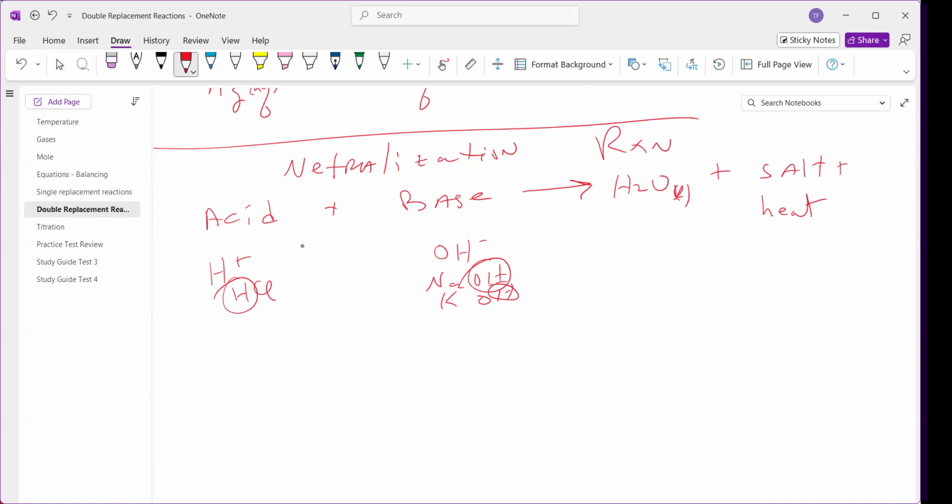Unfortunately, in your lab, you'll be doing it on a piece of paper or a laminate. And when you do it, you're not going to be able to see the water form. So you're going to write no visible reaction, but in fact, water's formed. So when H comes together with OH, we form water. And that's an acid-base neutralization reaction. So you end up with water plus salt and lots of heat.